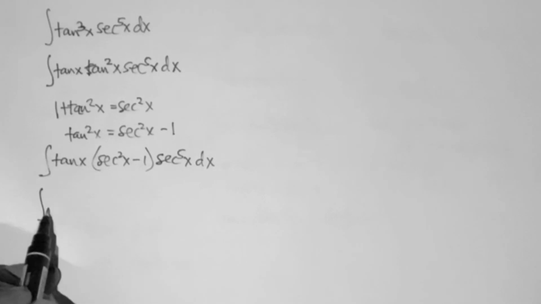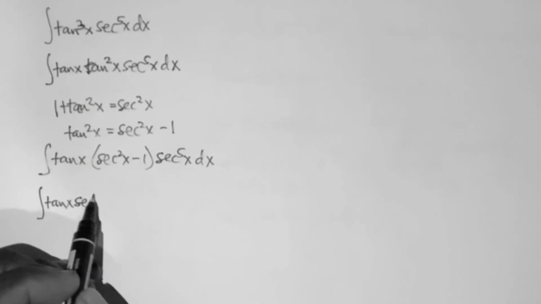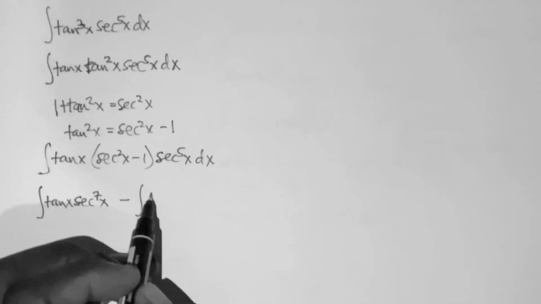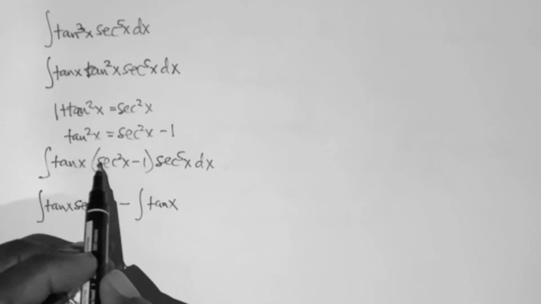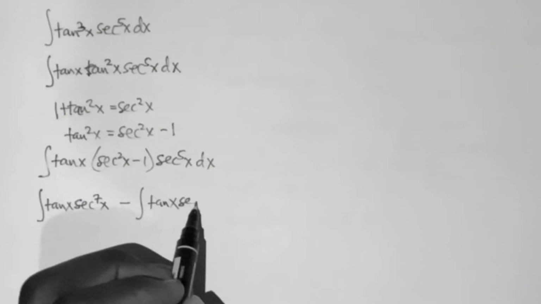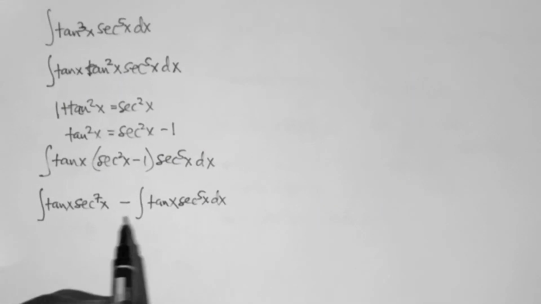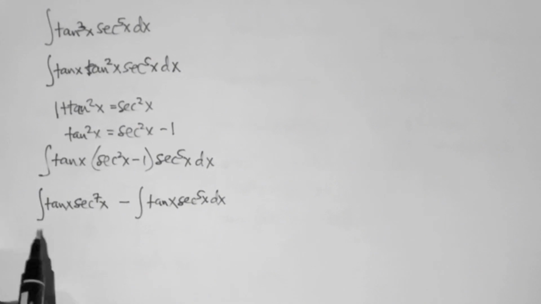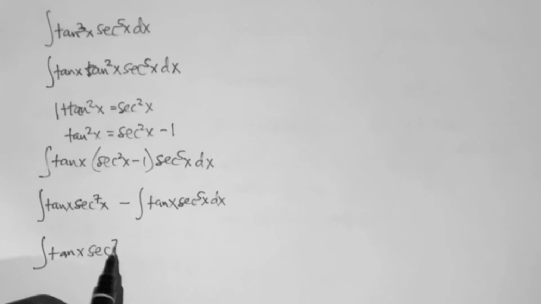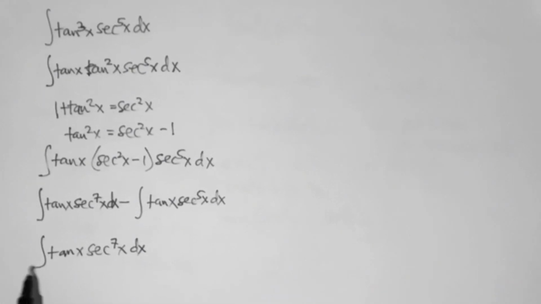So we can then break this integral into 2. So it becomes integral of tan x, then sec^2 x times sec^5 x becomes sec^7 x, then minus integral of tan x, then sec^5 x dx. So let's evaluate these integrals independently. So what is integral of tan x sec^7 x dx? Sorry, there's a dx here, so dx sec x.